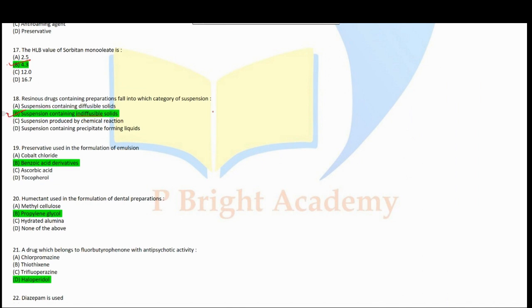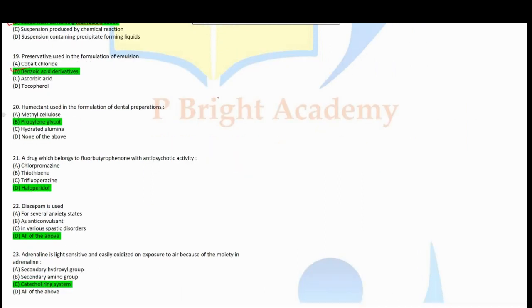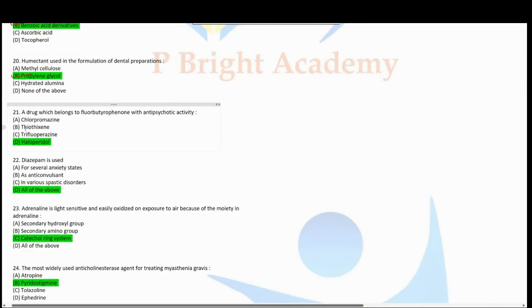Resinous drugs containing preparations fall into which category of suspensions? Answer is option B, suspension containing diffusible solids. Preservatives used in the formulation of emulsion: answer is option B, benzoic acid derivative. Humectant used in the formulation of dental preparation is option B, propylene glycol. A drug which belongs to fluorobutyrophenone with antipsychotic activity is haloperidol.